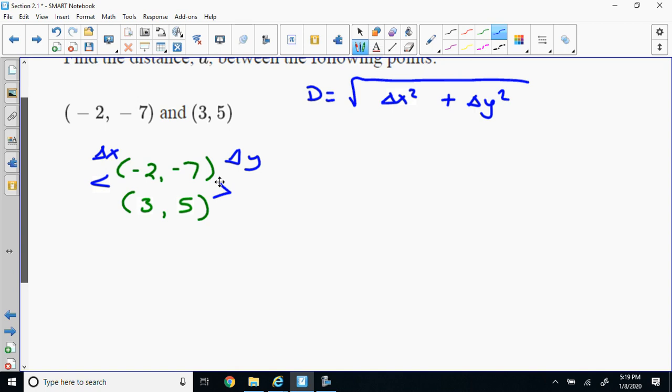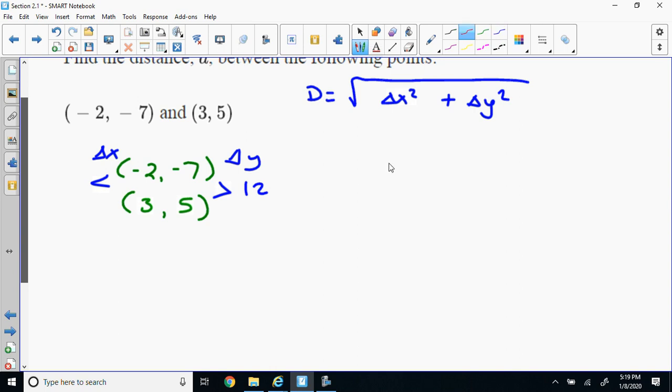So from negative 7 to 5, if you ever go from a negative to a positive, I want you to think about 0. How far is it from negative 7 to 0? How far is it from 0 to 5? Or negative 7 to 5? We're going up the number line, so it should be positive, right?